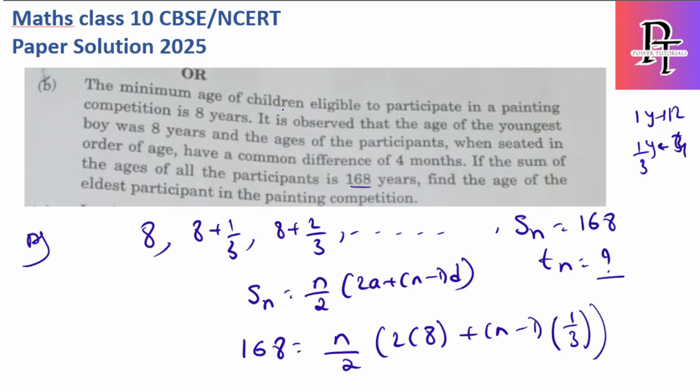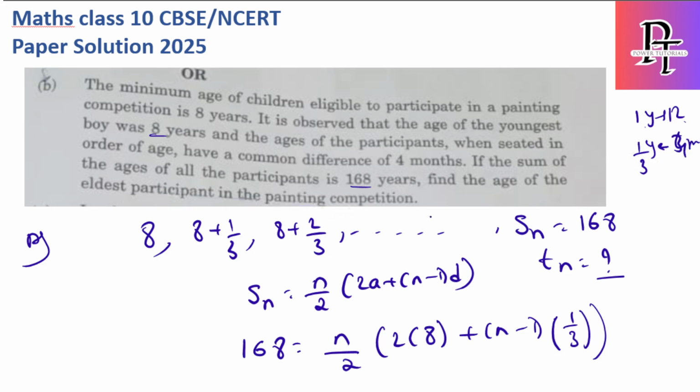I'm sorry, I'm back. So let's solve the question again. The minimum age of children eligible to participate in a painting competition is 8 years. That is, the age of the youngest boy is 8 years. The participants are seated in order of age, with a common difference of 4 months. 1 year is 12 months, so 4 months is 1 by 3 years. Yes, it is 1 by 3, correct.